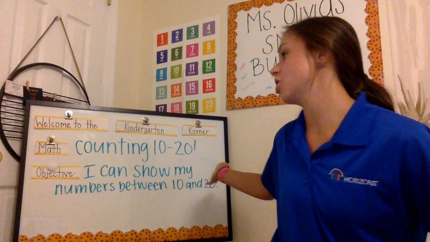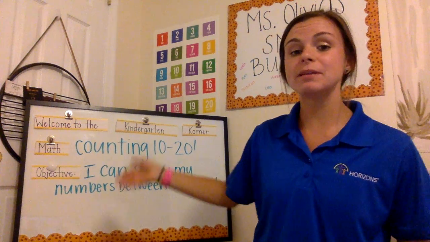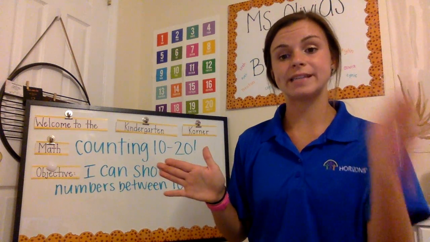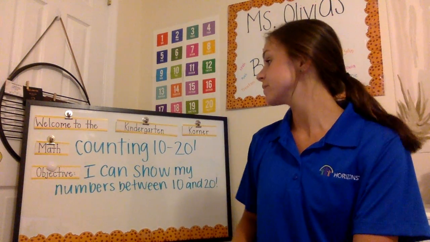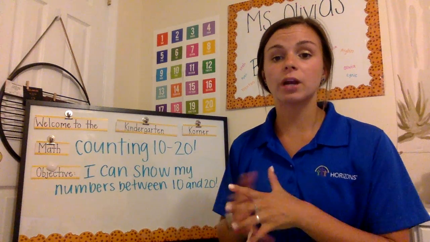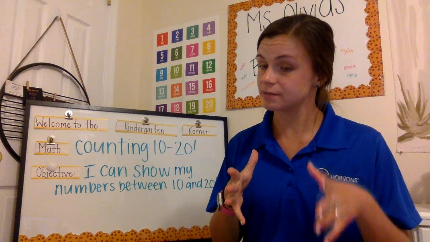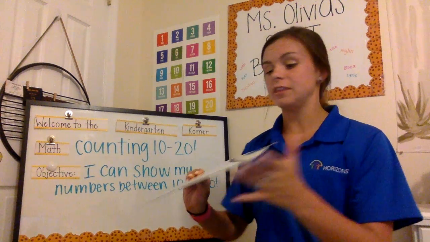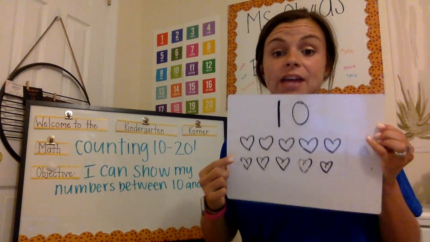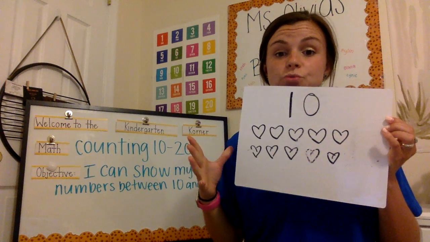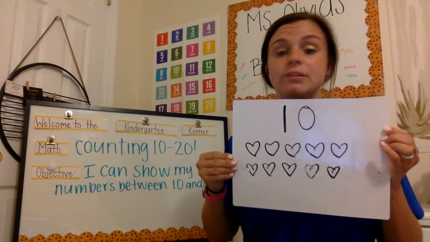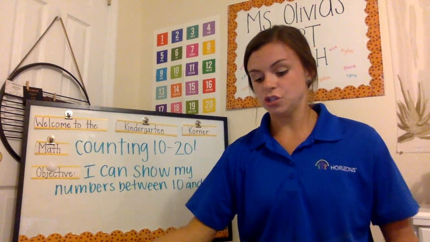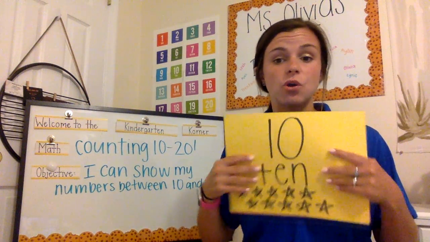This week in the kindergarten corner, as you can see, we're going to be counting between 10 and 20. So all the numbers between 10 and 20, okay? And with our counting, we're going to be able to show those numbers. So for an example, you guys can show the number 10 using 10 hearts. That way you know that 10 hearts represents my number 10, okay? So with that being said, we're gonna just go through our numbers.